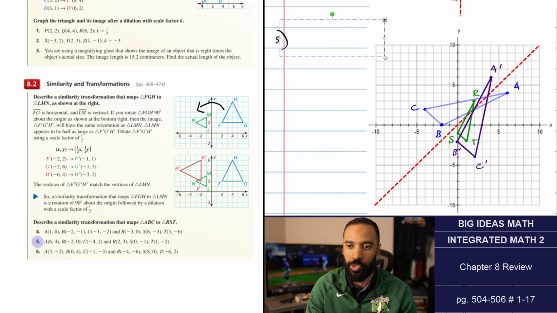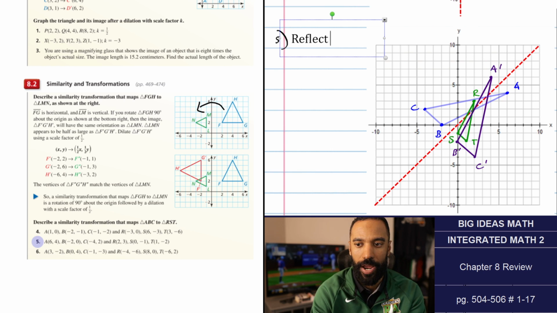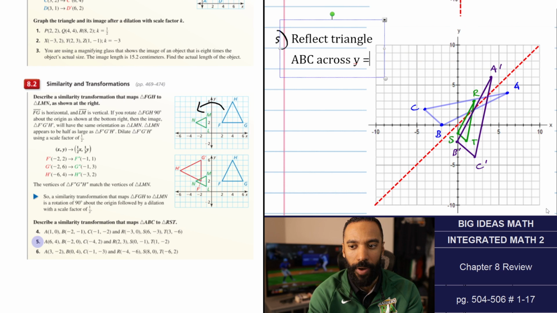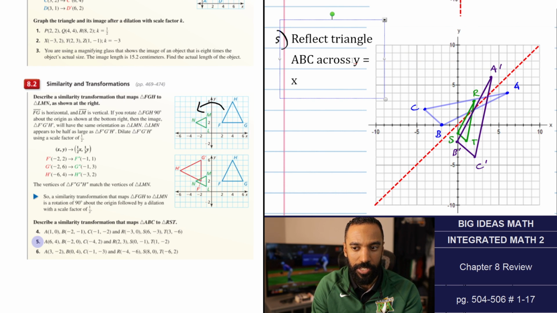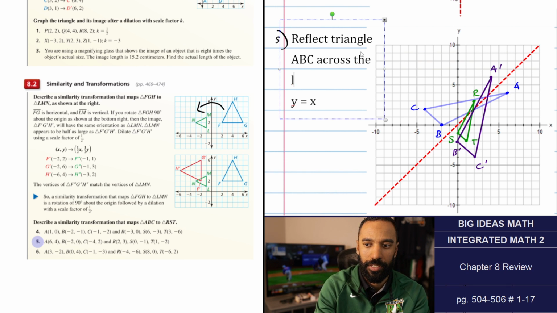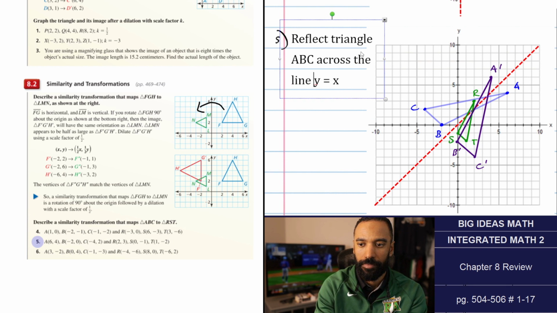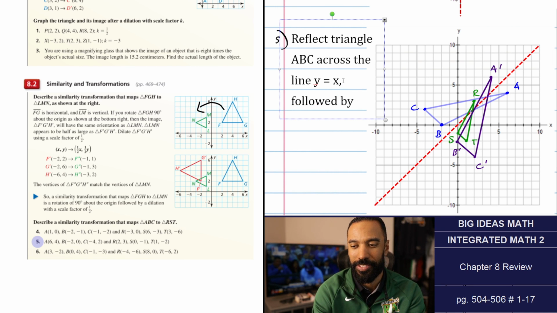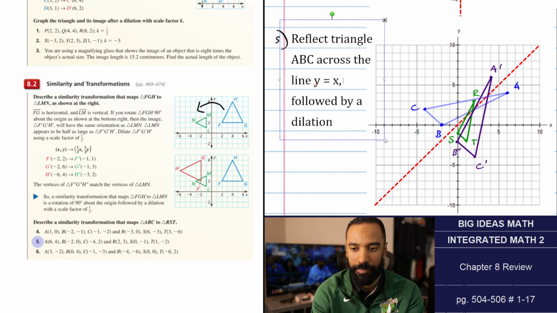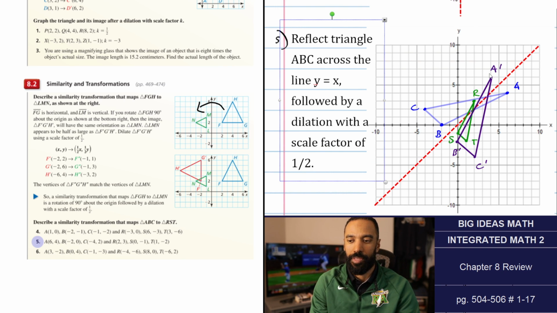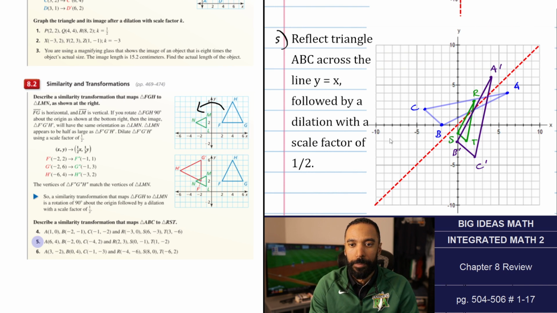The very first thing is reflect triangle ABC across the line y equals x. This is not the x-axis. This is not the y-axis. It is a diagonal line. I'll just put the line y equals x, followed by, there's not much room for me to write this, followed by a dilation, how do they say it? With a scale factor of 1/2. So this also has the scale factor of 1/2 there.